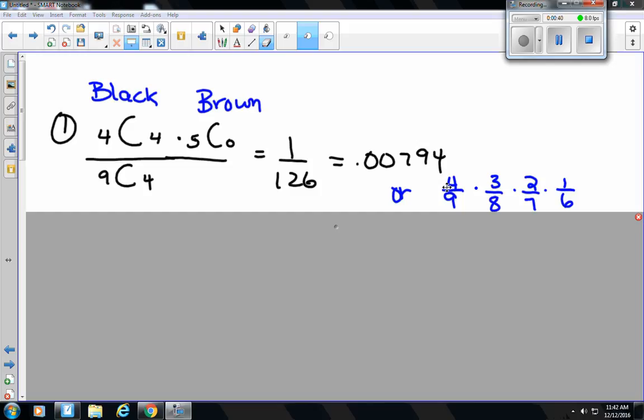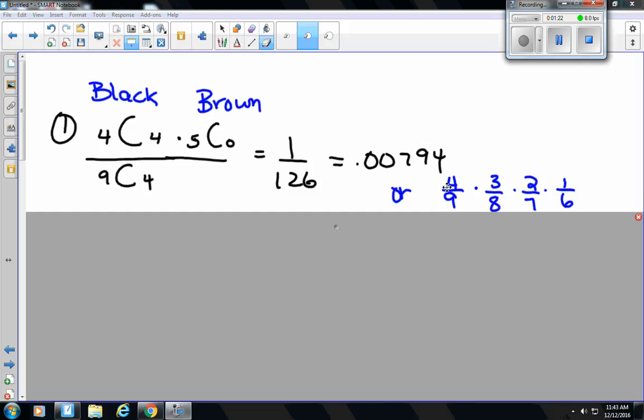So what's my favorable? Black. Okay. So of all of the buttons, 4 of them are black. So favorable would be 4, total black, choosing the 4 that they asked me about. Now, where does the 5C0 come from? Those are the 5 brown, choosing none of them if I get all 4 black. Okay, so that's favorable. Total, 9 buttons, choosing 4 black.